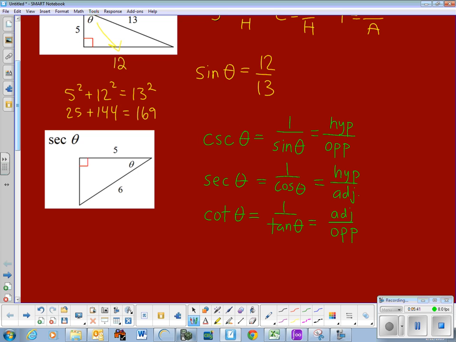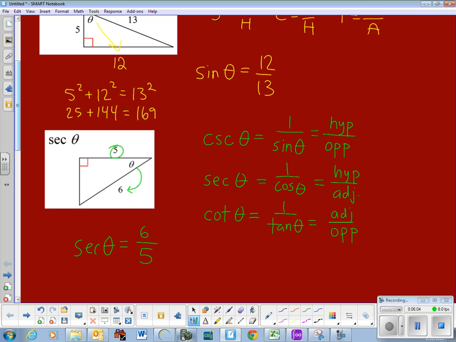Well, the thought process would be secant is the reverse of cosine, so it's the hypotenuse over the adjacent. The hypotenuse right here is 6. The adjacent is 5, so secant theta is 6 over 5. All right, cosine theta would be 5 over 6. Therefore, secant theta is 6 over 5.